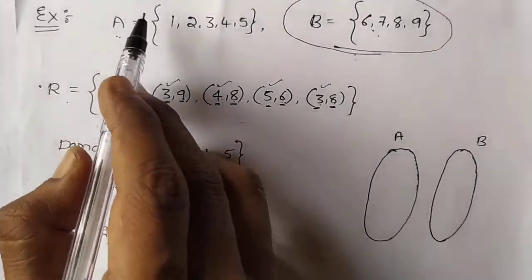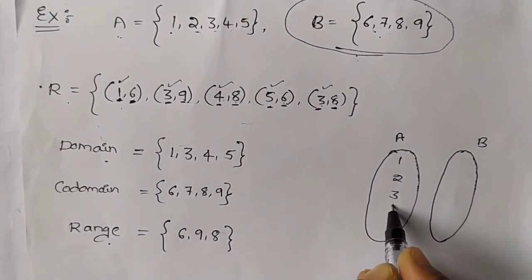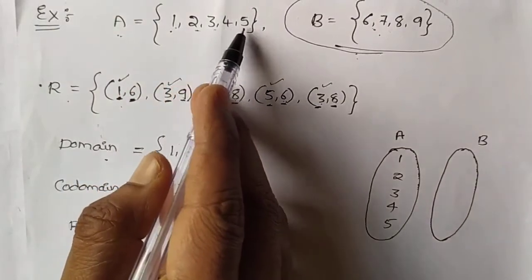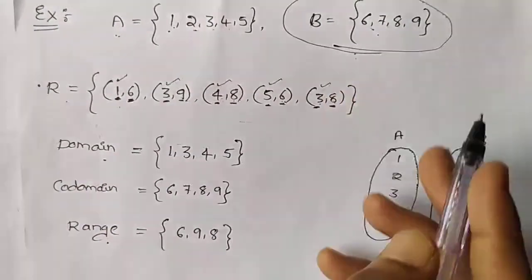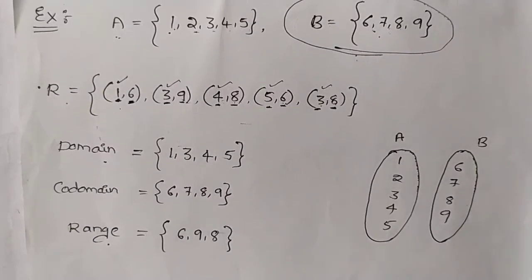Set A is what? 1, 2, 3, 4, 5. Set B is what? 6, 7, 8, 9. Okay.